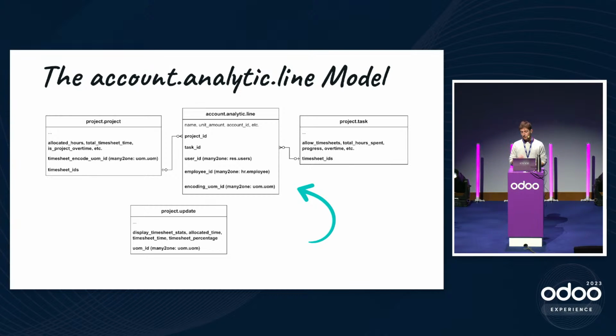So we have added some new fields to the account analytic line to have these extra features. These are the project ID and the task ID, basically the project and the task that this timesheet relates to. We have the user and the employee ID, which is the user or the employee that has encoded this timesheet. And then we also have the encoding UOM ID, which is again a relational field pointing to a unit of measurement record, and is the unit of measurement that we're using to encode the timesheets. This can be hours, this can be days, things along those lines, depending on how you work.